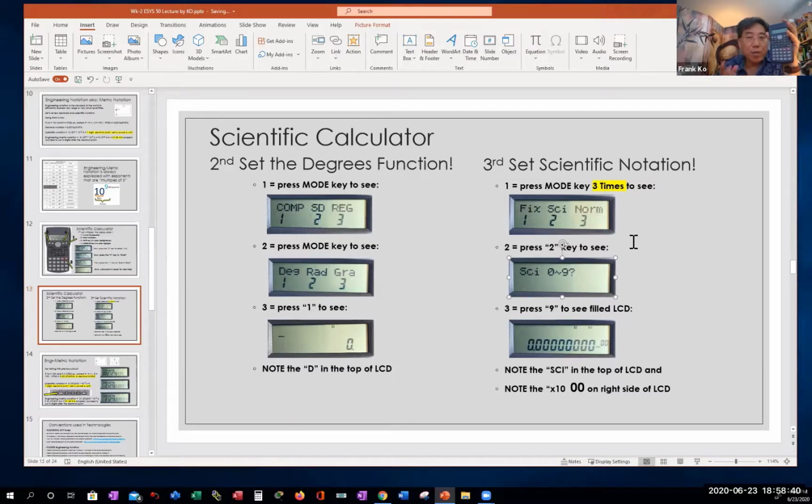What it's asking you here is, in the scientific notation mode, how many digits do you want to fill your screen with? Well, if it gives you 9, press 9. You want to fill your display. Then you will see this.